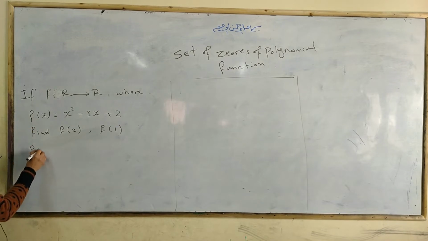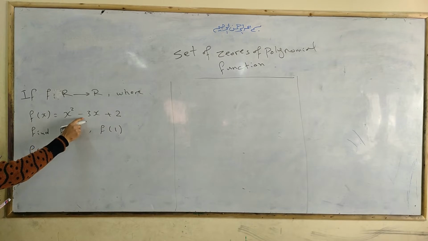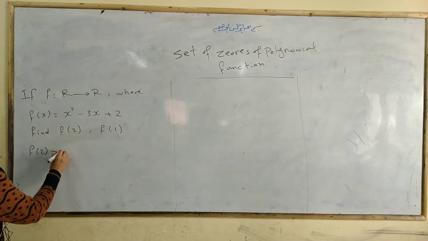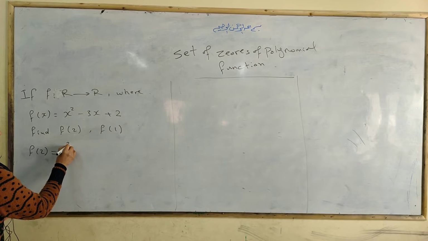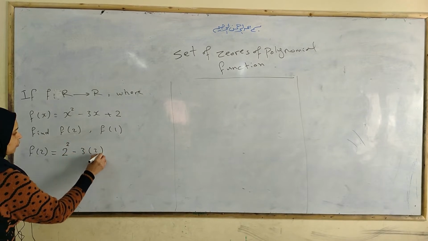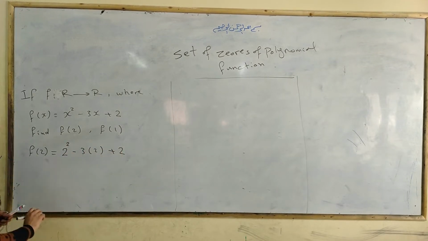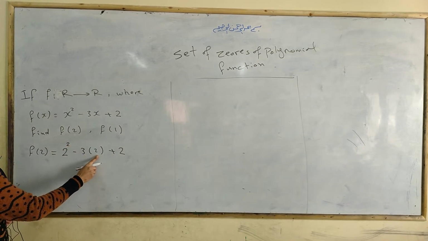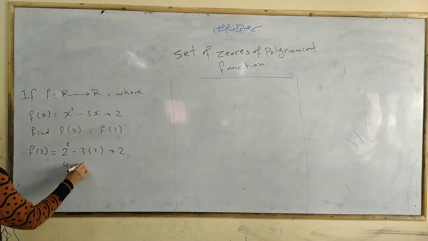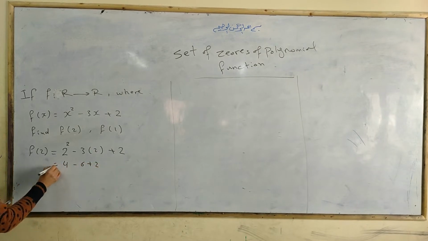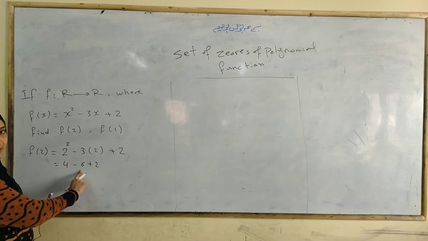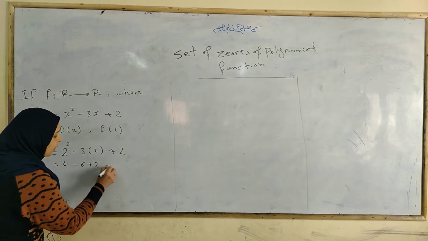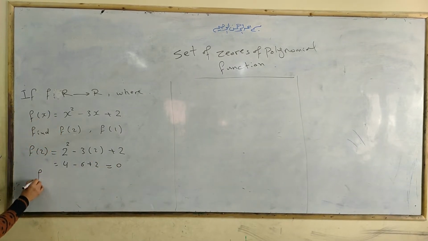To find f of 2, we replace each x in the function f of x with 2. Put x equal to 2 power 2 minus 3 times 2 plus 2. 2 power 2 equals 4. Negative 3 times 2 is negative 6. 4 minus 6 plus 2. 4 minus 6 equals negative 2, plus 2 equals 0. So f of 2 equals 0.